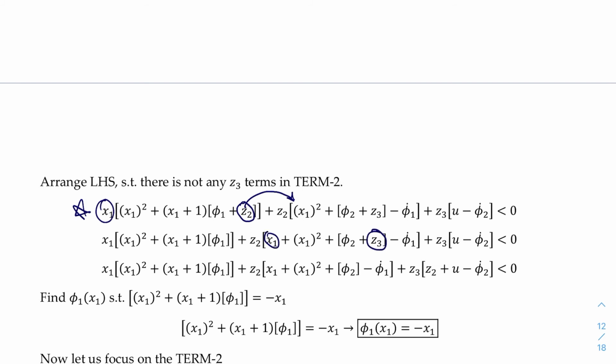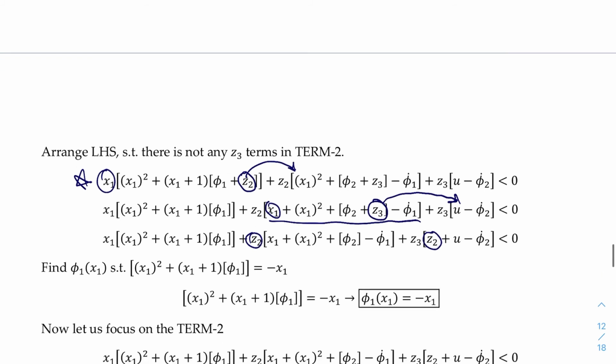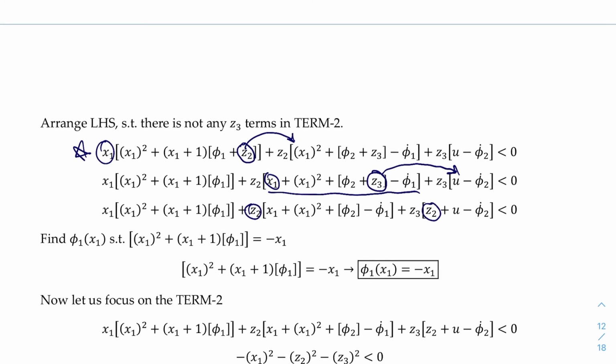Here is x1, right? And here we have z3, but it shouldn't be in that location. Let's carry that to the right place. It's just simple algebraic manipulation. We just take one term and carry that. This is just what we did. Now find phi1 here.